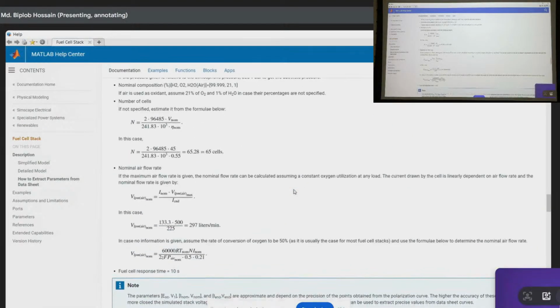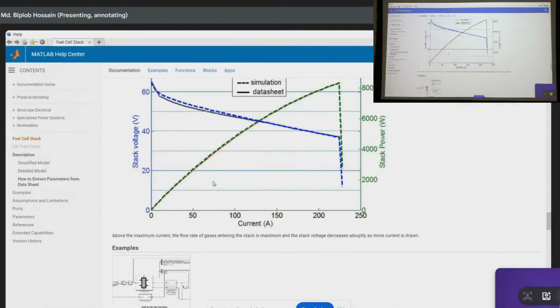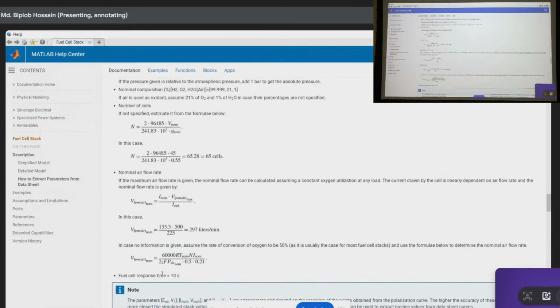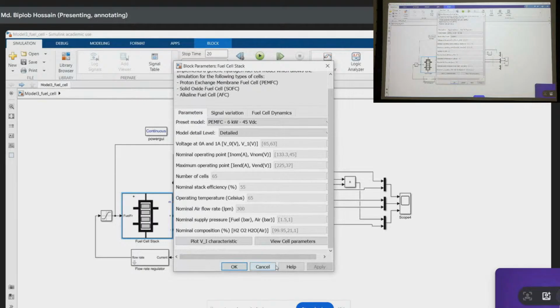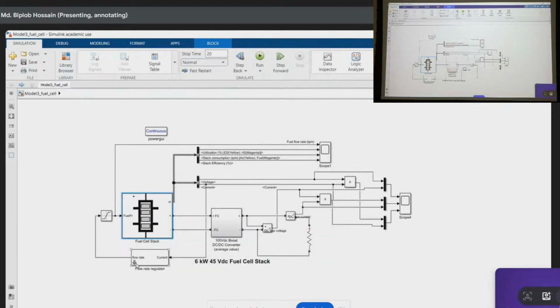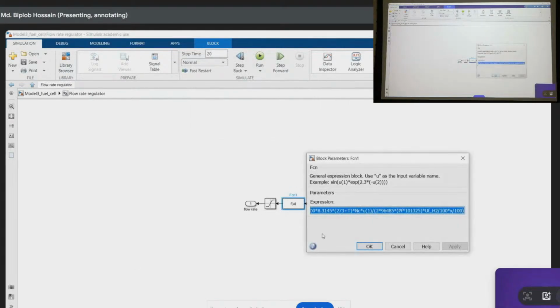Go to help, and they show you the equations. Yes, you see, these equations start from 60,000 from here. If we go back to this design, you see it also starts from 60,000 because it is based on the same equation. We just wrote these equations here.